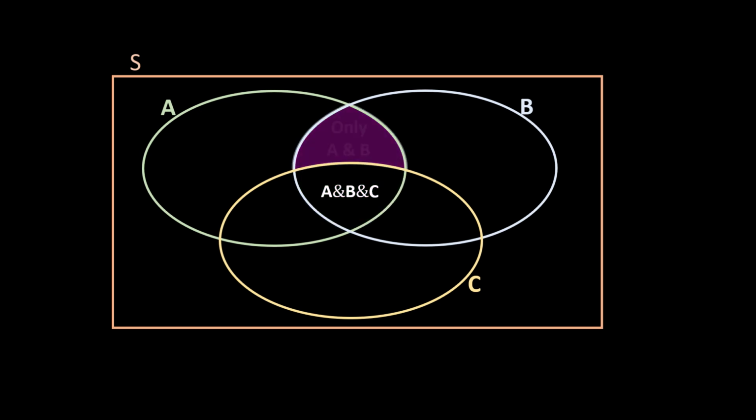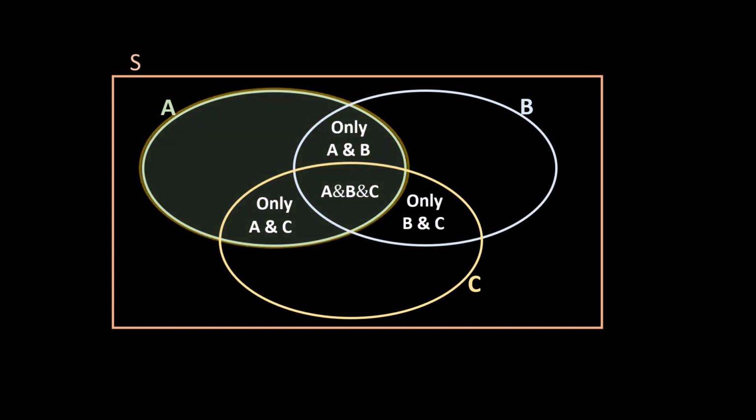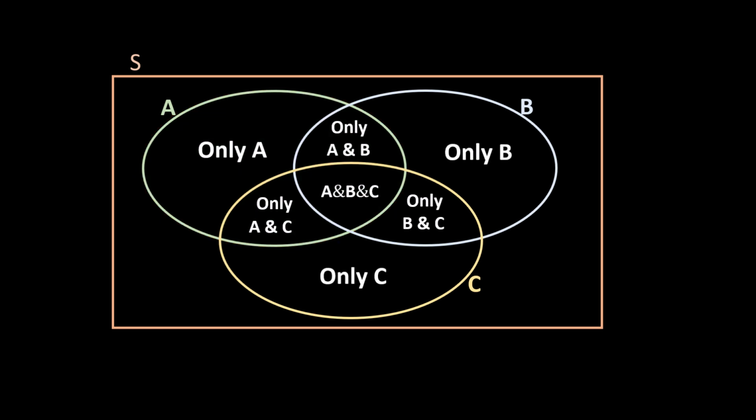Then this one, that is the only A and B. Similarly, what is this region? That is only A and C. The next region is only B and C. Now consider the circle A. So what is the last region of the circle A? That is only A. Similarly, we can understand only B and only C.